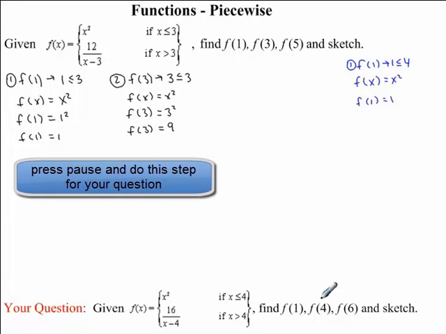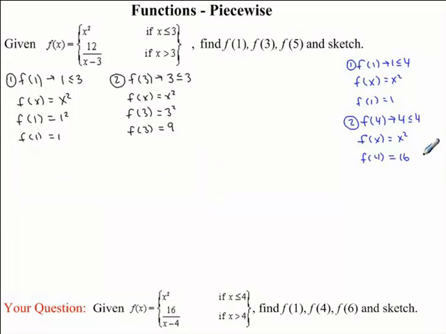I now want you to evaluate for f of 4 in your question. You should have found that f of 4 is equal to 16. Now we're going to evaluate for f of 5.